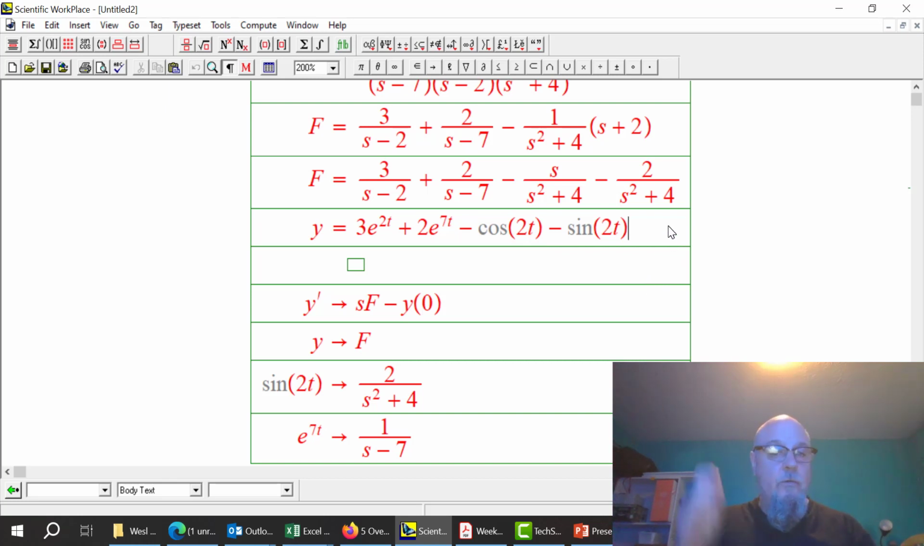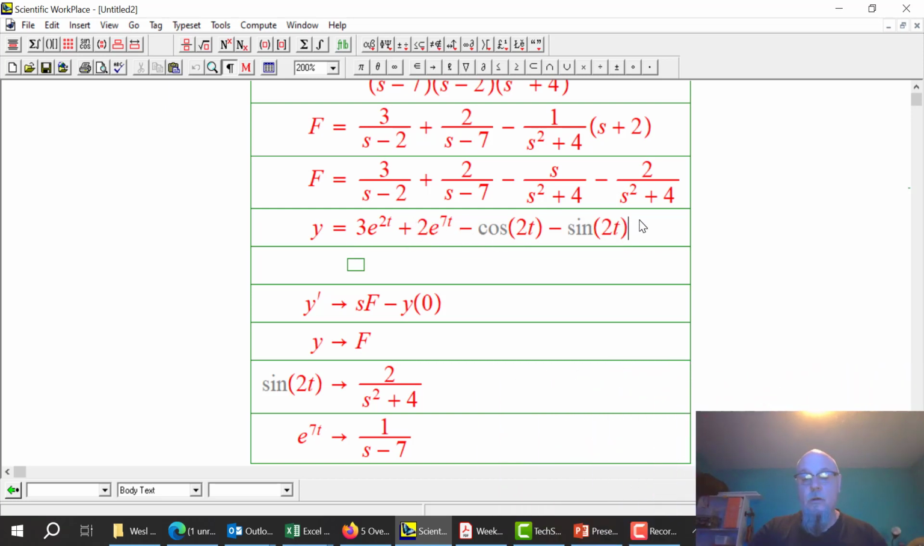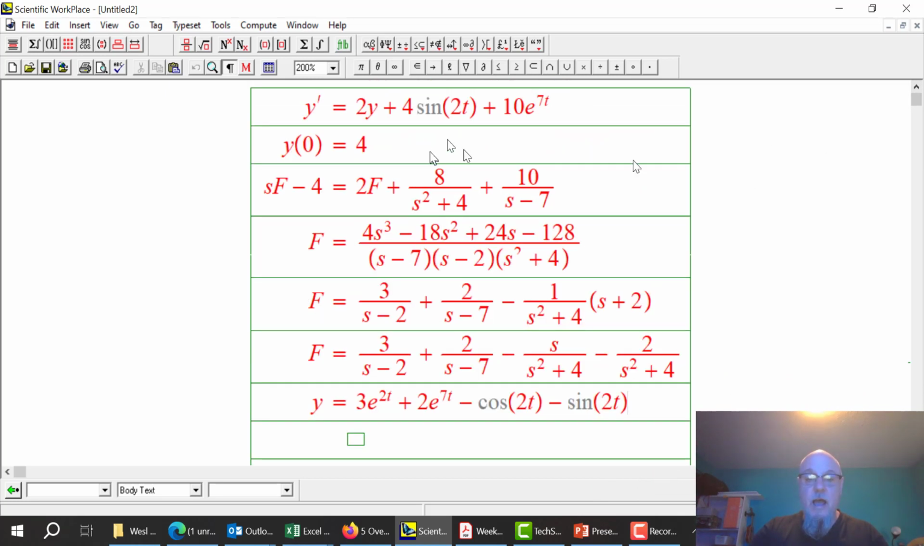The only thing now to do is maybe check and make sure, if I make t equal to 0, do I get 4 out? When t is equal to 0, that's 3 plus 2, e to the 0 is 1. So 3 plus 2, that's 5, minus 1 plus 0, yeah, it works. And I have all the pieces that I think I should have, right?